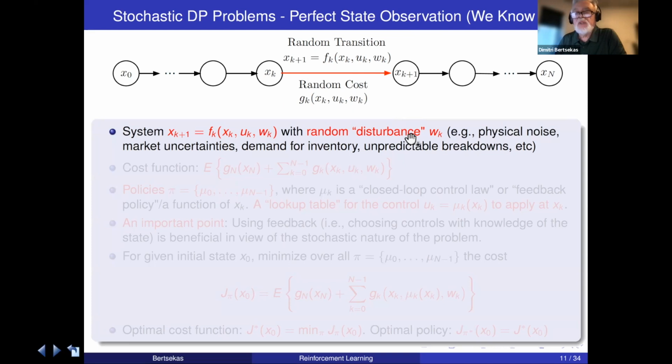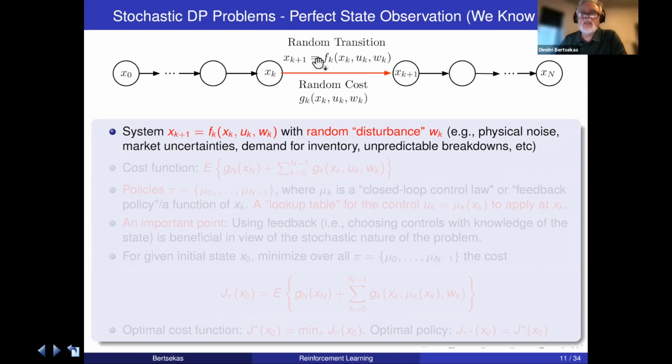which we generically call disturbance, this WK. It has a known probability distribution, and it could take the character of any of a number of things, depending on the application. It could be physical noise. It could be market uncertainties in a financial type of problem. It could be demand for inventory, which is uncertain in a supply chain type of problem. It could be unpredictable malfunctions, like in a machine shop, some machines may break down, or some robots may break down. There are these disturbances, which make the problem more complicated.